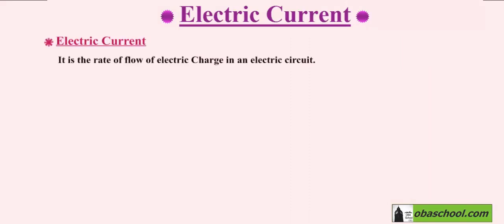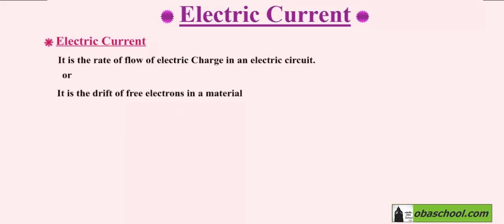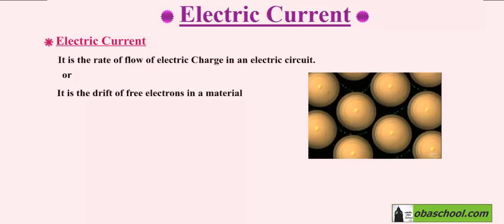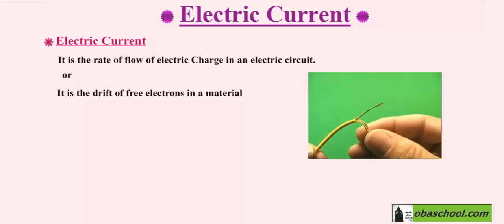In this tutorial, we're going to learn about the electric current. The electric current is the rate of flow of electric charge in an electric circuit. Electric charges are also called electrons, so we can also say that the electric current is the drift of free electrons in a material.